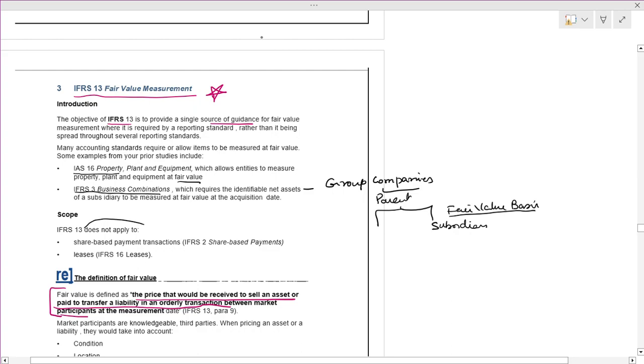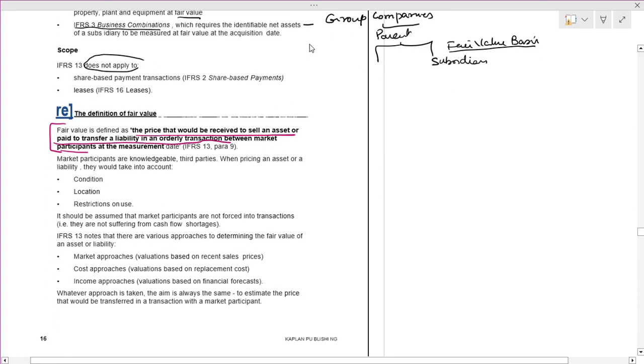Keep note, it does not apply to share-based transactions, and it does not apply to IFRS 16. They have three approaches. Very, very simple. Now we are slowly moving from the basics to the advanced level, to what SBR expects from us. When you are talking about IFRS 13, you have a market approach, point number one. You have a cost approach, which is the replacement cost approach. And we are talking about the income approach when we are talking in terms of financial forecast.